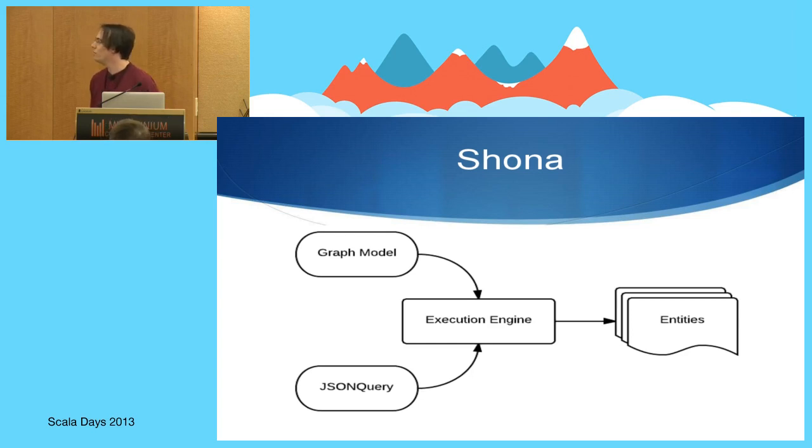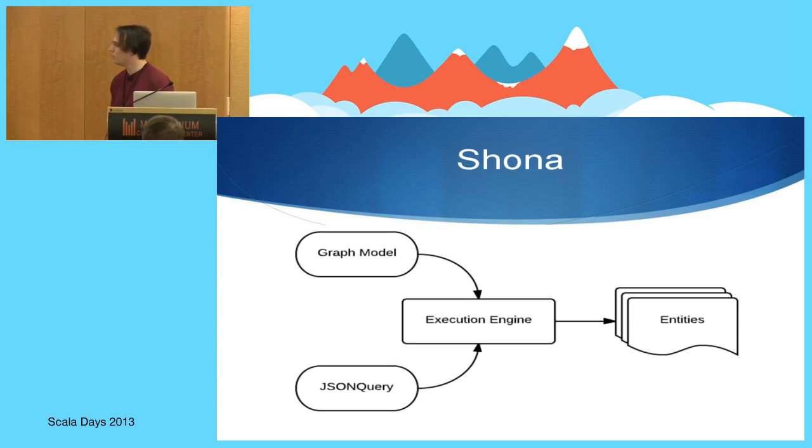We have a graph model language, which is basically a Scala DSL, which enables us to describe that domain graph. Then we have a graph query language, which is currently based on JSON query. I will explain later in detail how that works. Once we apply that query on the graph, we need to output something, so we created a little entities framework, and I will show that as well. Basically the execution engine applies a query on the model and gives the result out.